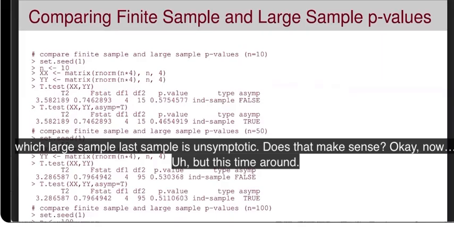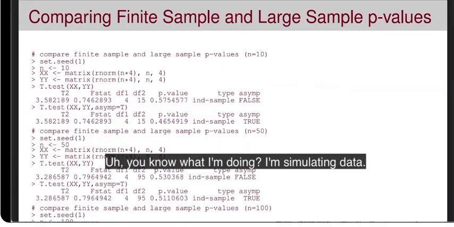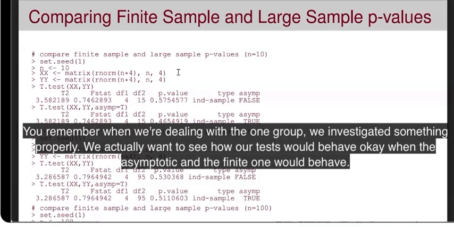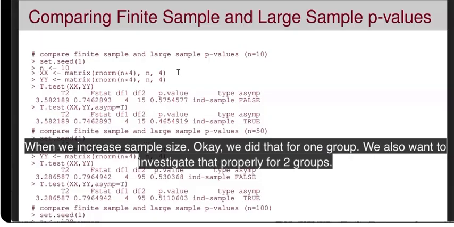Does that make sense? Okay, now, this time around, you know what I'm doing? I'm simulating data. You know what I want to do here? I only want to investigate sampling properties. You remember when we were dealing with one group, we investigated sampling properties. We actually want to see how our tests would behave, how the asymptotic and the finite one would behave when we increase the sample size. We did that for one group. We also want to investigate that property for two groups.